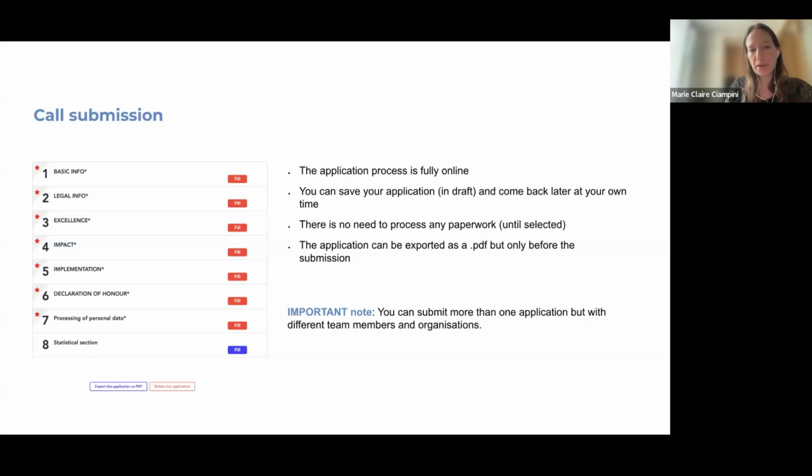One thing to also remember is that we are allowing for multiple submissions, but the important thing is that the team members are different. So for instance, if I am creating an application, I can create multiple applications as the application creator, but I would have to have different team members because we cannot have duplicate teams, okay? So if you have different ideas, different team members, you can submit more than once.